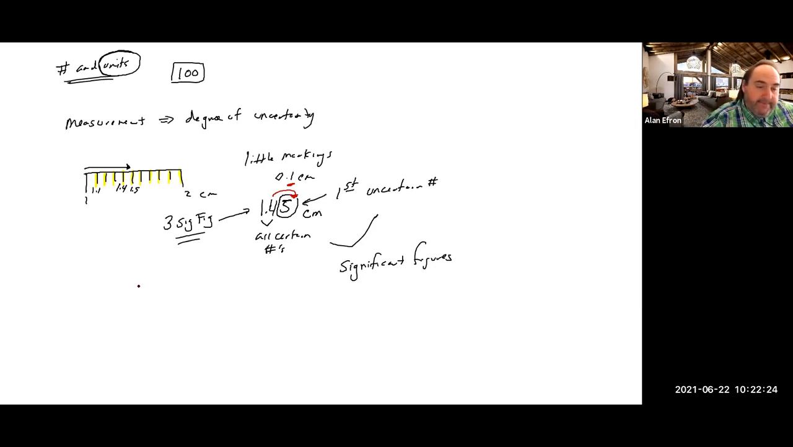So what happens if you, and I'll just steal this guy here since we got it. What happens if we take our same ruler here, but we were measuring something like this here?